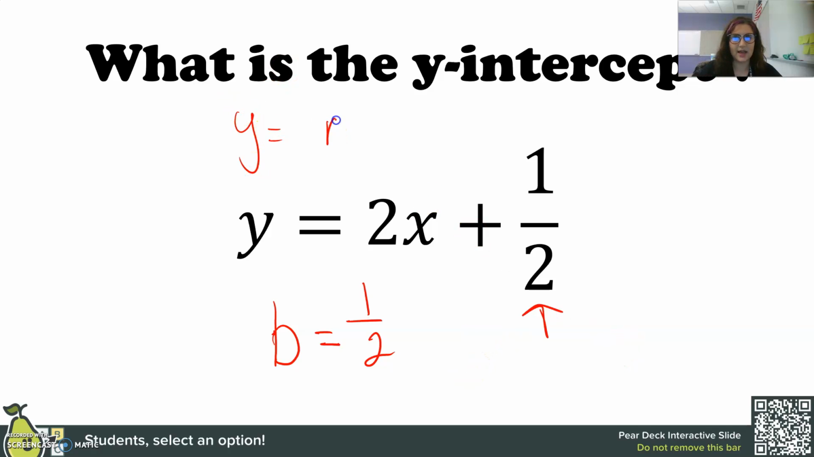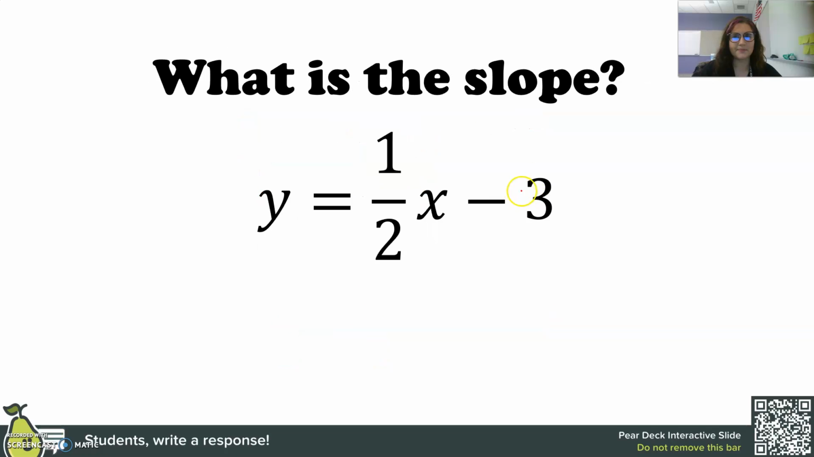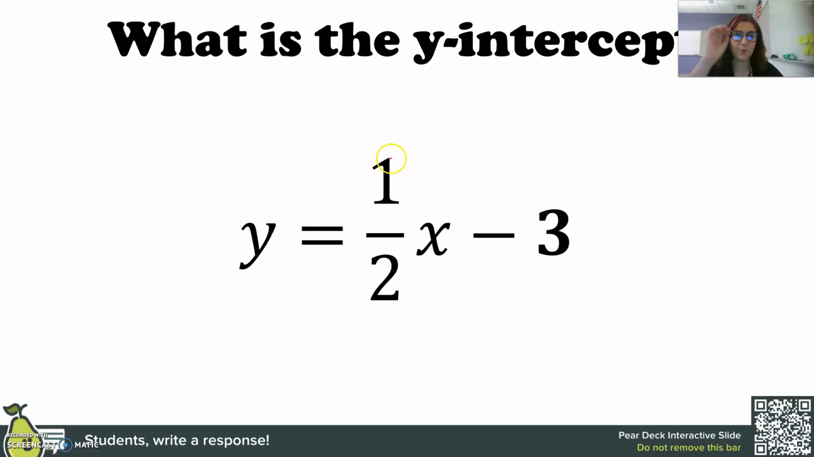y equals mx plus b. So there's my y, there's my m, my x, and my b. What is the slope? Slope is married to x. So my slope, m, equals 1/2. What is the y-intercept? So b. The y-intercept is single and it's negative here, so you want to make sure if there's a minus sign in front, then it is negative. So b equals -3.